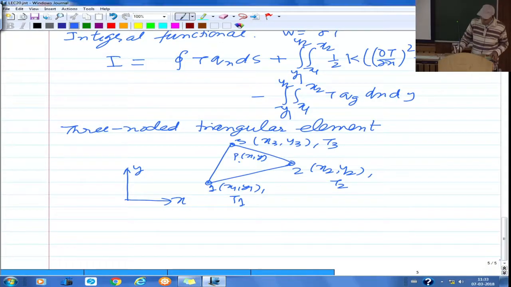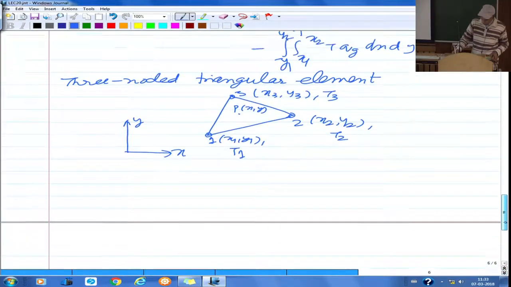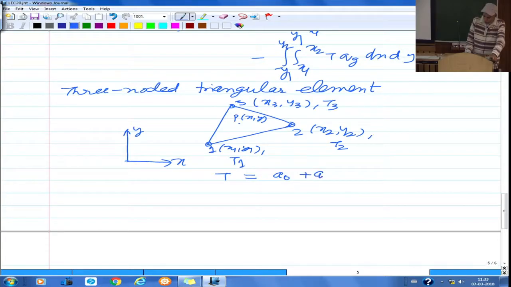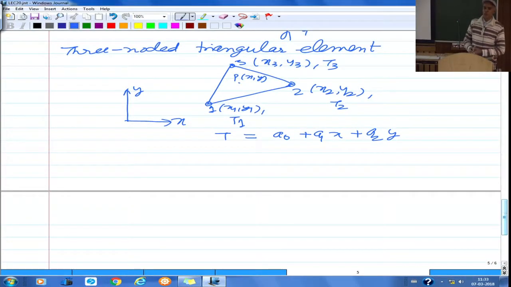Now, when we assume this form of the shape of the element, 3 nodes, the degrees of freedom and everything, we can write the expression for T within the element, which is the approximation of the temperature, that is the field variable. Say we can say A0 plus A1 x plus A2 y. So this is what you can have: a constant term, a linear term in x, and a linear term in y, as usual, like we are doing in the case of 1D problems.